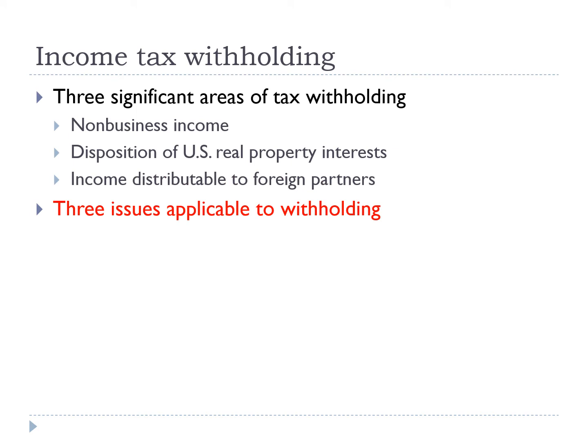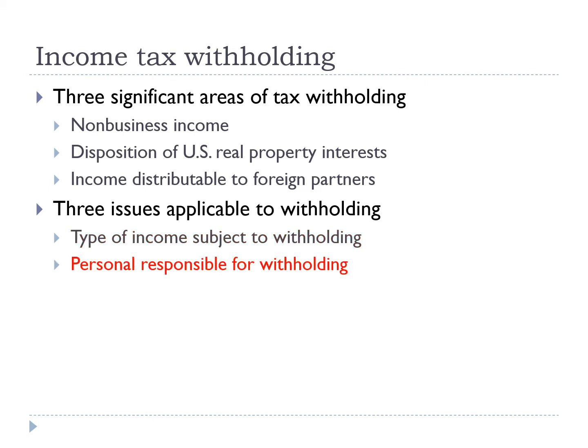There are also three issues that apply to these kinds of withholding, and we will study each in detail. The first is the type of income subject to withholding. The second is determining the person responsible for withholding and remitting the tax. And the third is claiming the benefit for withholding by a foreign person.